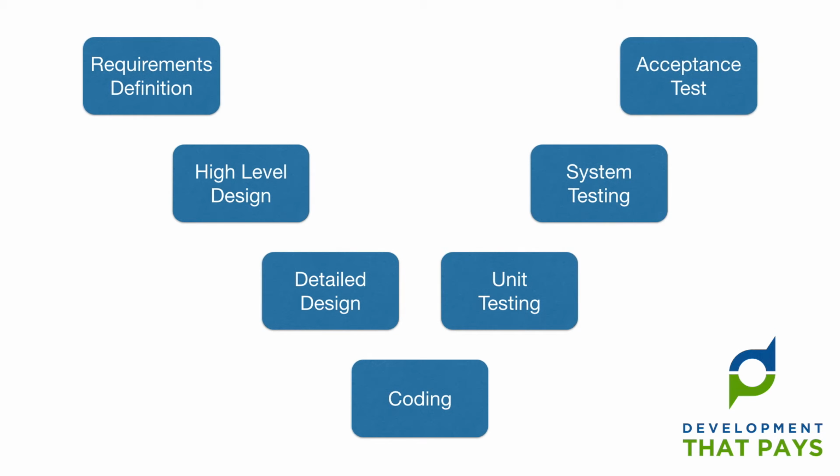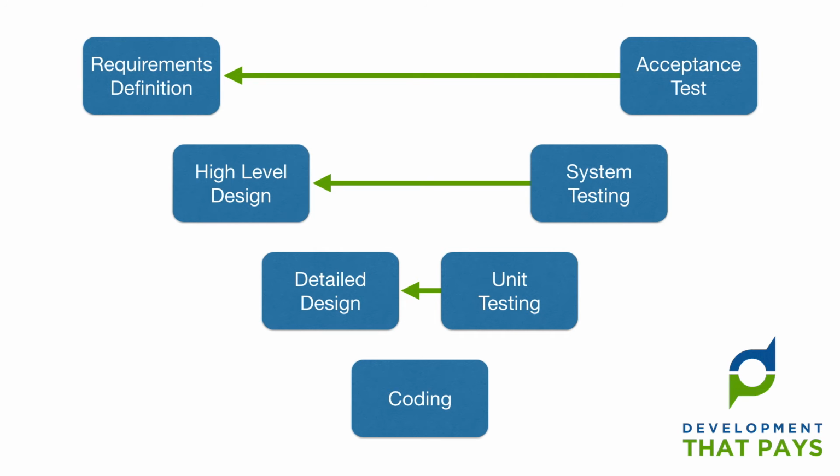Now we can see that the V shape is all about verification and validation. As we move back up the right-hand side of the V, we've verified each level. Unit tests verify that each chunk of code does what it should. System tests verify that the code complies with a high-level design, and acceptance tests verify that the new feature does what it was conceived to do.